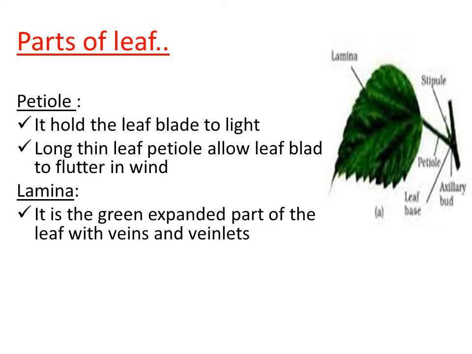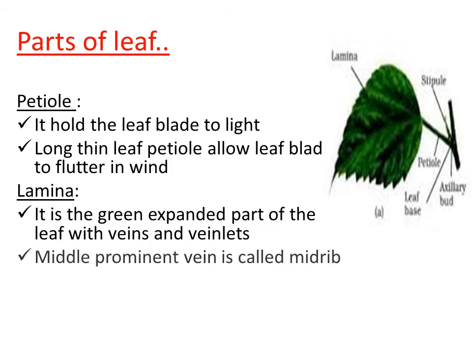So these veins and veinlets are mainly present in the lamina to circulate water and minerals required for the process of photosynthesis, right? So lamina is the part of the leaf where the photosynthesis takes place, right? And in the leaf, there is a middle prominent vein present. That prominent middle vein is called the midrib.